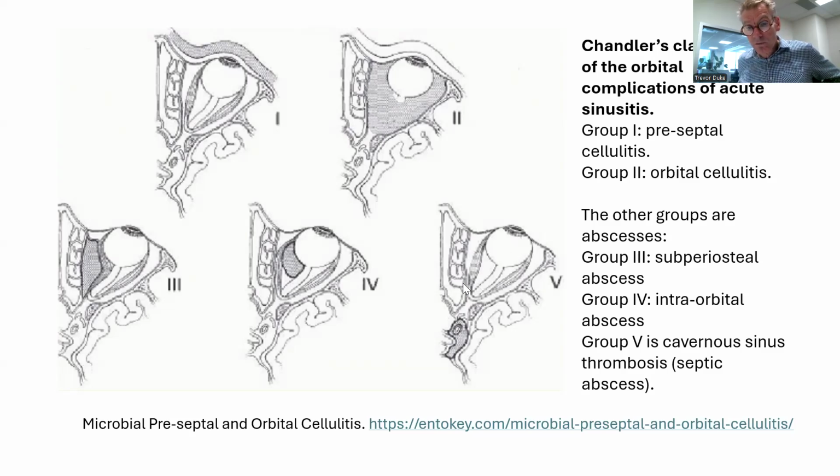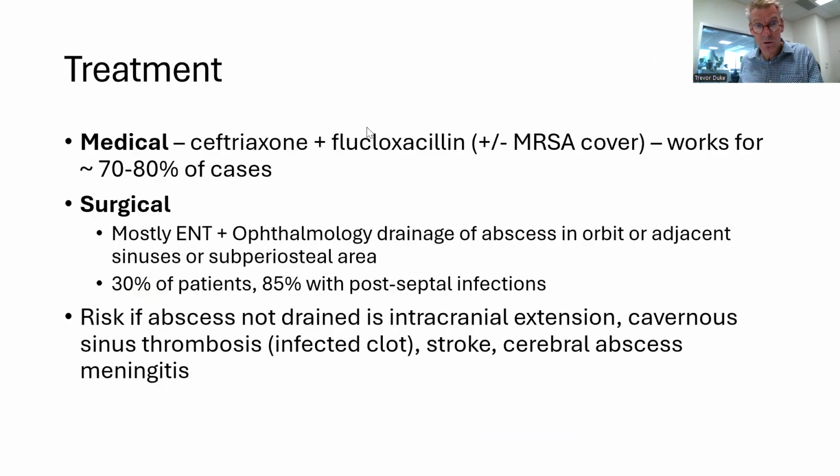a severe periorbital cellulitis that leads to orbital cellulitis is likely to lead, if not properly dealt with, if not drained and given the right antibiotics promptly, to an intracranial extension, and that can lead to cavernous sinus thrombosis, and that can lead to strokes. And unfortunately, that's what happens to some children, if they don't get a combination of medical and surgical treatment early.